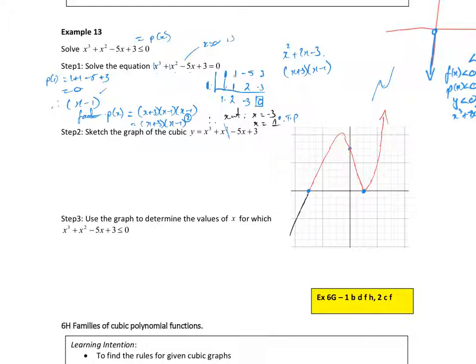So that point there is negative 3, that point there is 1. So what do I need? I need all the values that are less than negative 3, including negative 3, but also the point at x equal to 1, because that's where it's equal to 0, okay? So both of those sections satisfy where the polynomial is less than or equal to 0. All right, off you go.